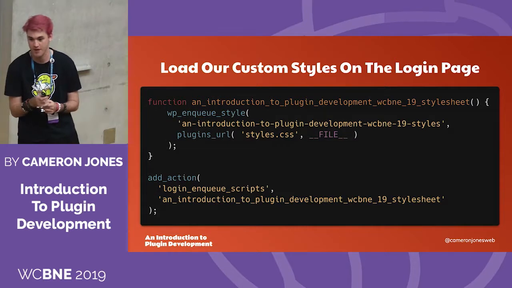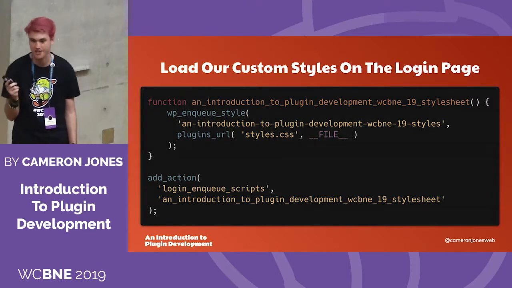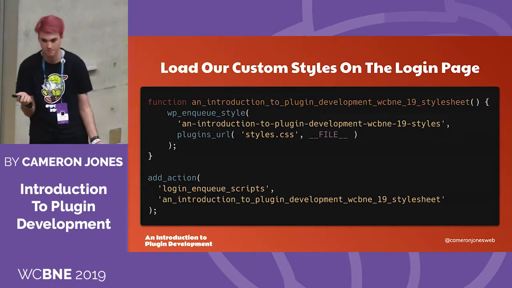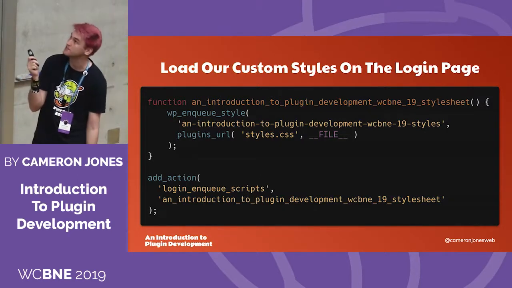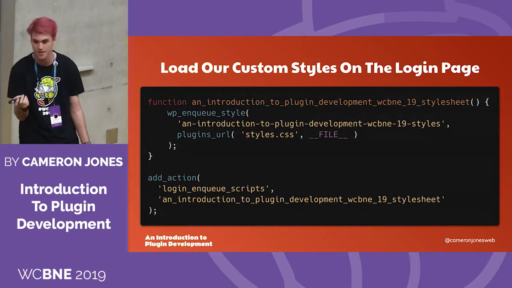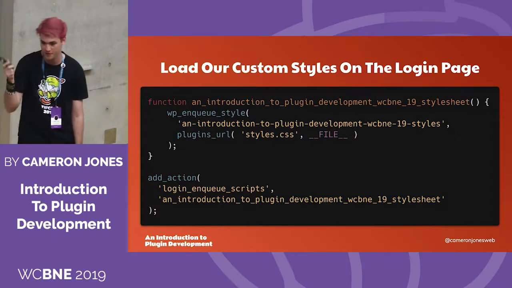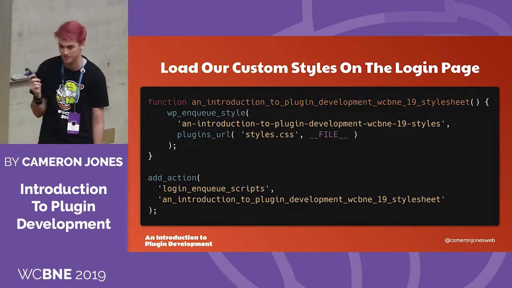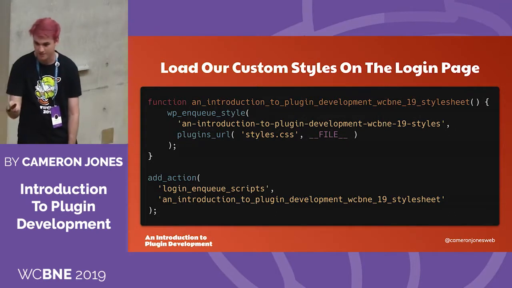So we have a function here, an introduction to plugin development, WCBNE 19 style sheet. This is the same sort of code that you would use to enqueue a style for a theme. It uses the same function and takes the same arguments. We use the plugins URL function to reference style files within our own plugin folder. So you can see here that we're looking for the styles.css file within the plugins URL, and then the second parameter is the PHP constant __FILE__, which is the current file. And then we're using the login_enqueue_scripts action, and referencing our function as the callback.